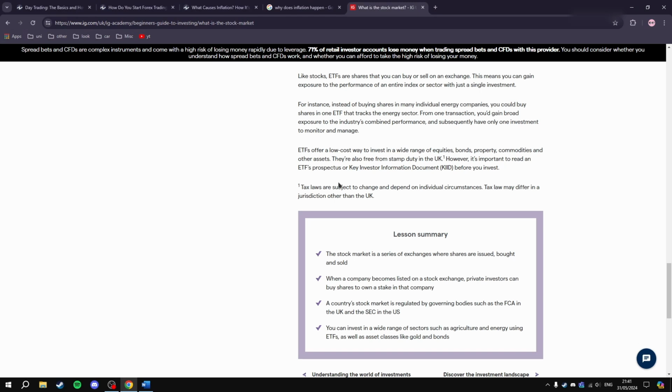Tax laws are subject to change and depend on individual circumstances. Tax laws may differ in a jurisdiction other than the UK.